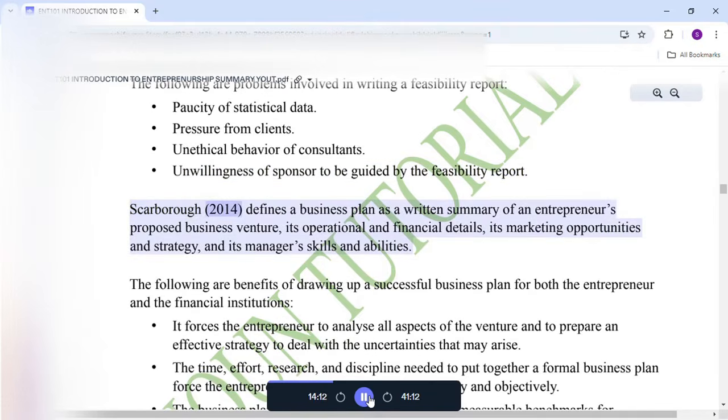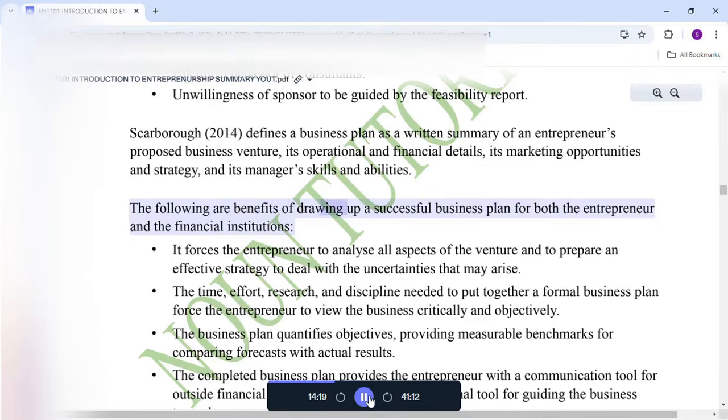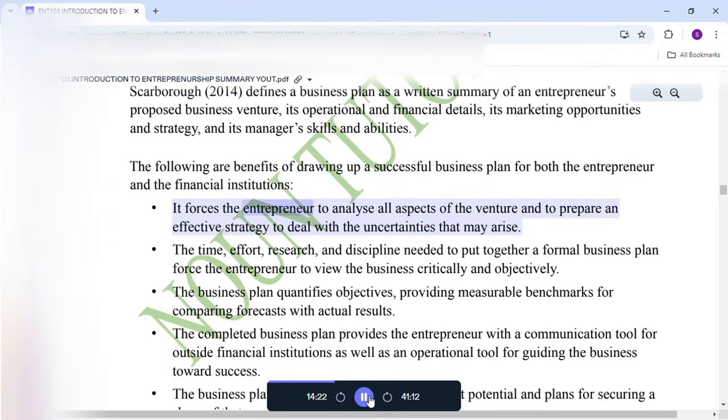Scarborough, 2014, defines a business plan as a written summary of an entrepreneur's proposed business venture, its operational and financial details, its marketing opportunities and strategy, and its manager's skills and abilities. The following are benefits of drawing up a successful business plan for both the entrepreneur and the financial institutions. It forces the entrepreneur to analyze all aspects of the venture and to prepare an effective strategy to deal with the uncertainties that may arise.